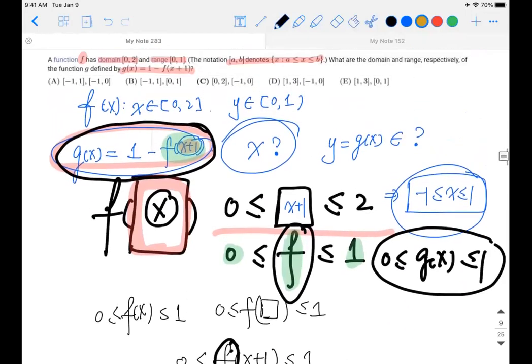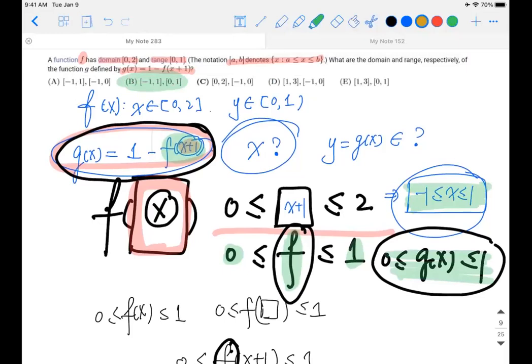So far, so good? This is only using the definition. Nothing really flowery, nothing really crazy. You just basically use a definition. Is it right? So therefore, x is between minus 1 and positive 1, and g(x), or your range, is between 0 and 1. Do we have the correct answer? Yeah, B part is our correct answer.